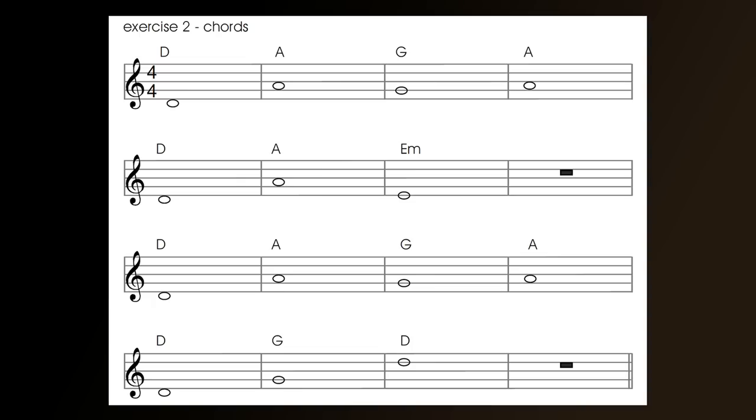Exercise 2. If you managed exercise 1 okay, then you should manage exercise 2 the same, as it's very much the same chords, and it's still using the semibreve, so the rhythm should be quite easy for you to follow. Here it is at 90 beats per minute with a 2-bar introduction, so you can play along if you want to.